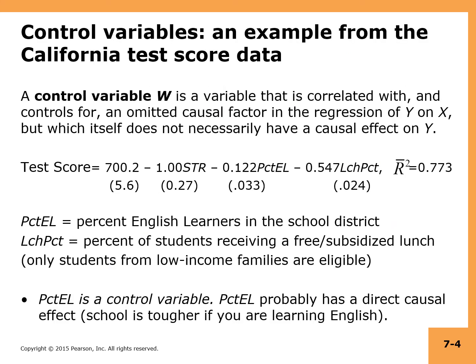So control variable W is a variable that is correlated with and controls for an omitted causal factor in the regression of y on x, but which itself does not necessarily have a causal effect on y. We said previously that student-to-teacher ratio is our variable of interest. In this regression, the percent of English learners in the school district is a control variable. This control variable, percent English learner, can also have a direct causal effect on test score.